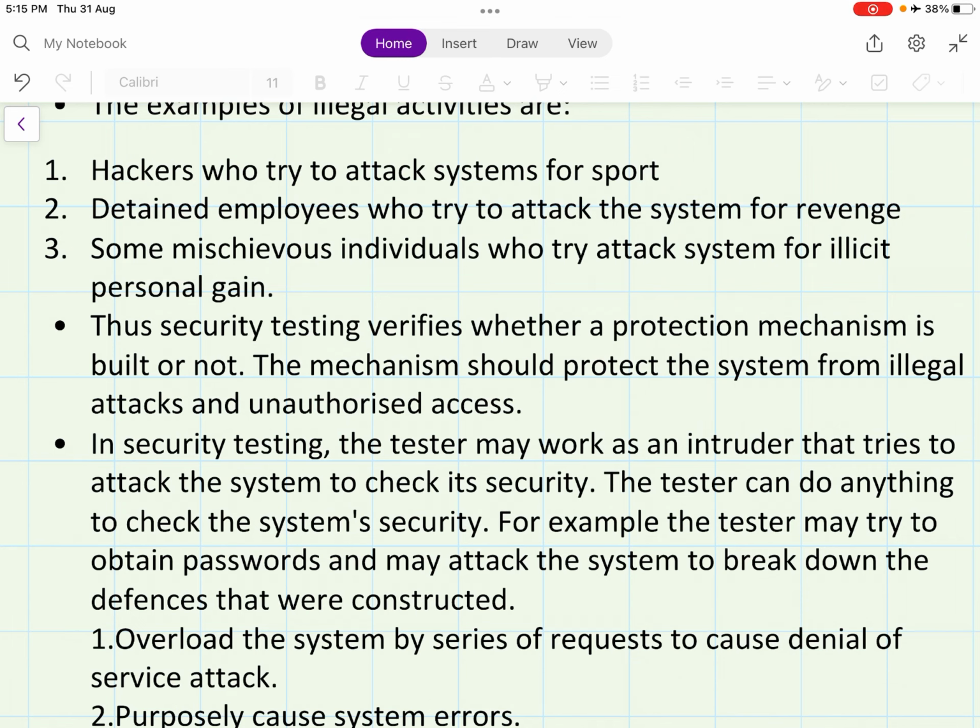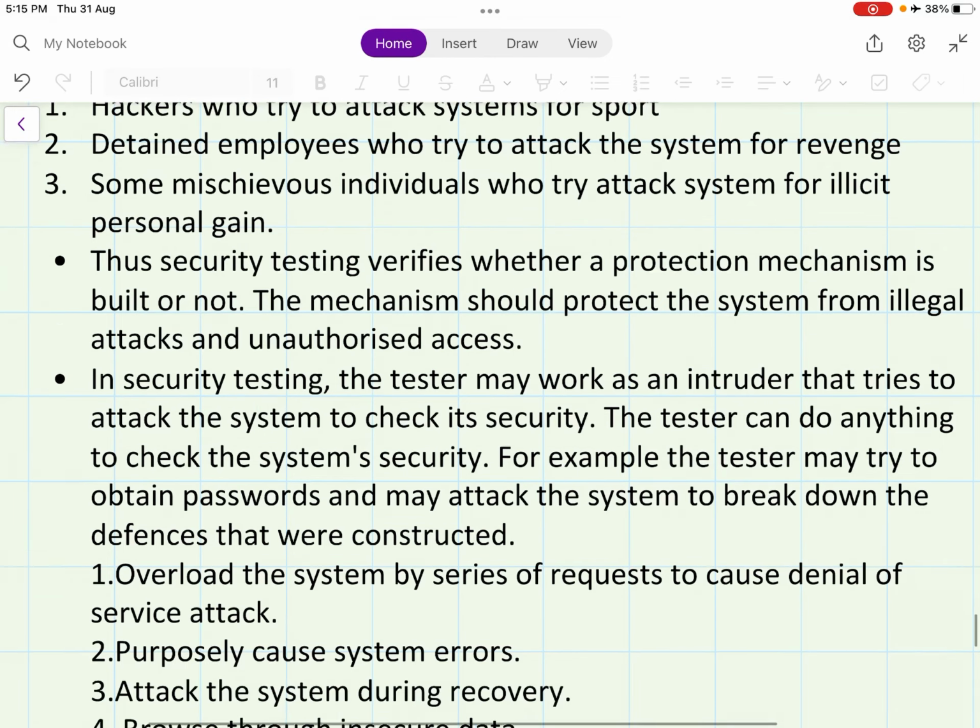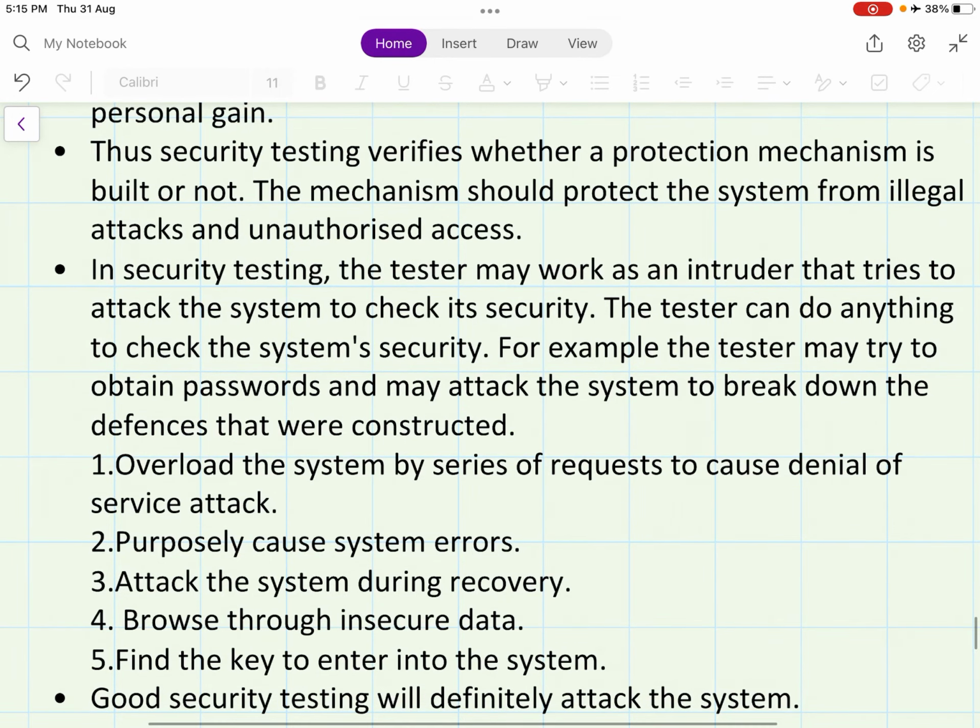Some mischievous individual just doing it for fun, for personal gain. Thus, security testing verifies whether a protection mechanism is built or not, whether your system is protected from these people or not. The mechanism should protect the system from illegal attacks and unauthorized access.